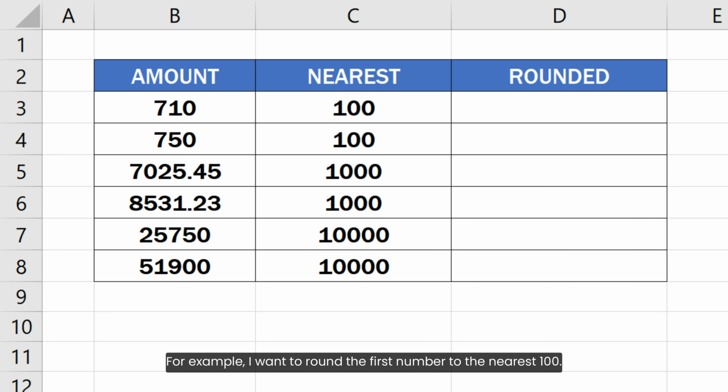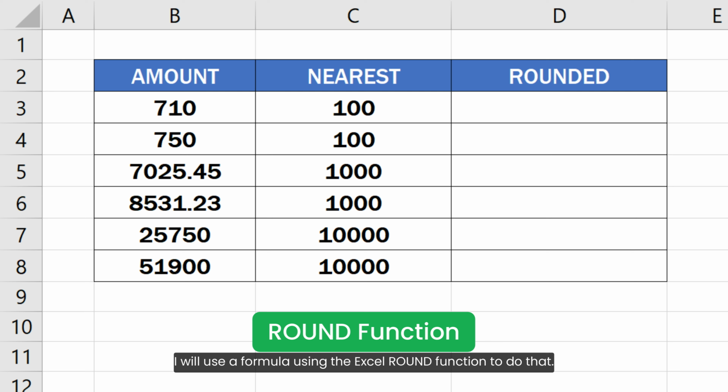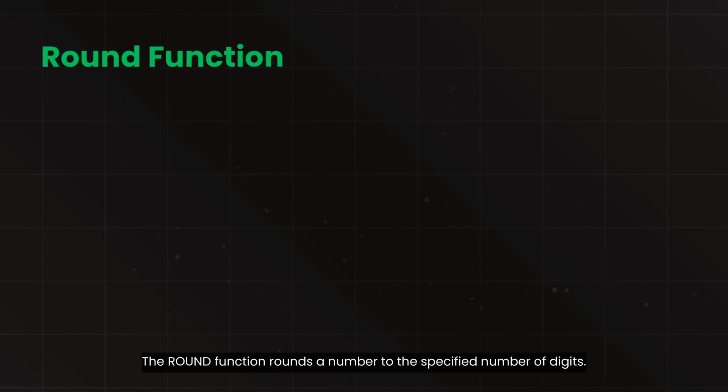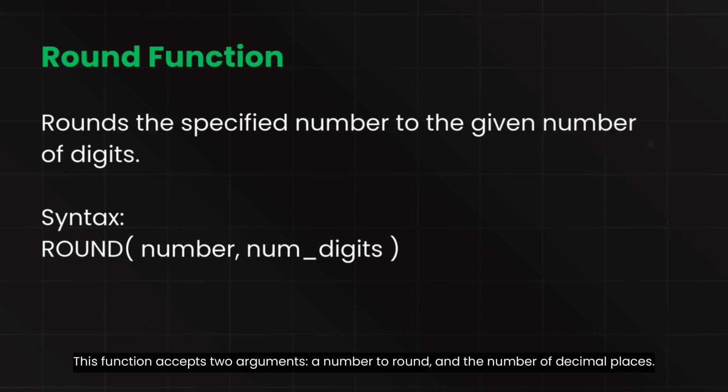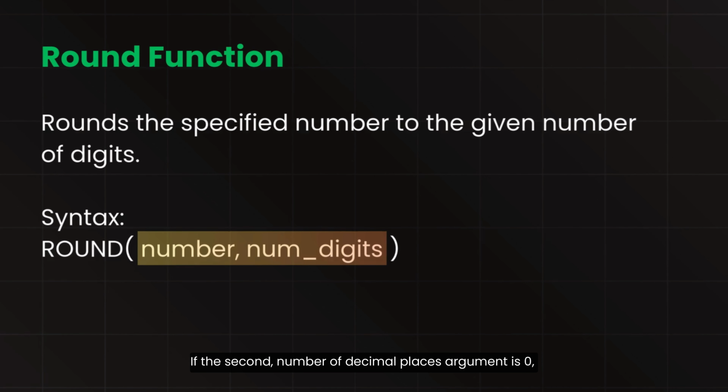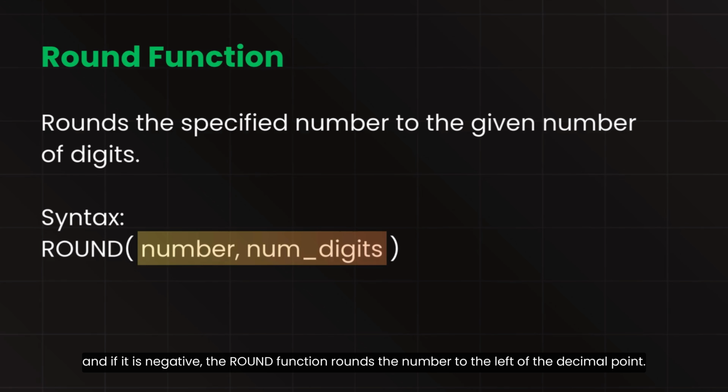For example, I want to round the first number to the nearest 100. I will use a formula using the Excel ROUND function to do that. The ROUND function rounds a number to the specified number of digits. This function accepts two arguments, a number to round and the number of decimal places. If the second argument, the number of decimal places, is 0, the number is rounded to the nearest integer value, and if it is negative, the ROUND function rounds the number to the left of the decimal point.